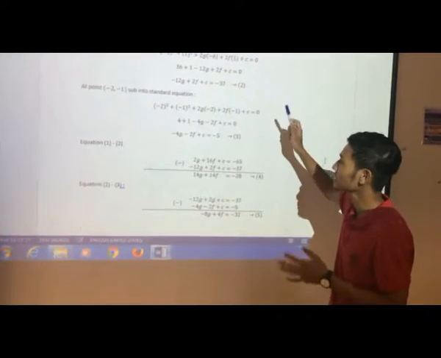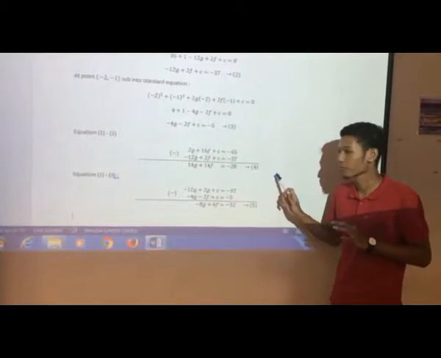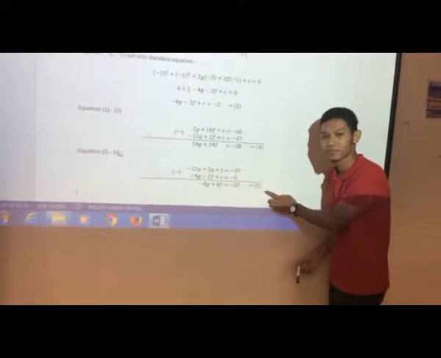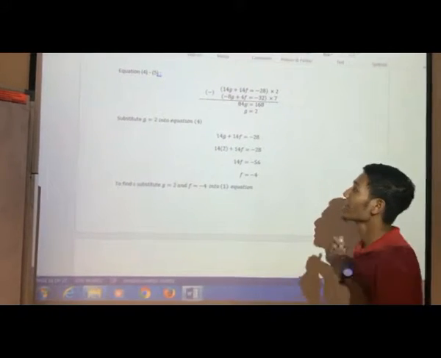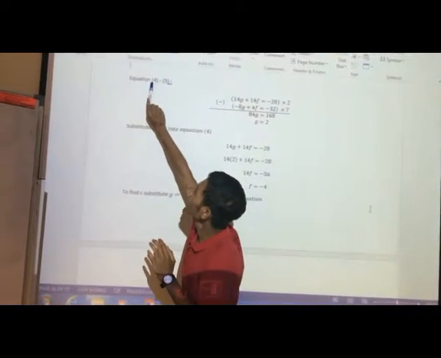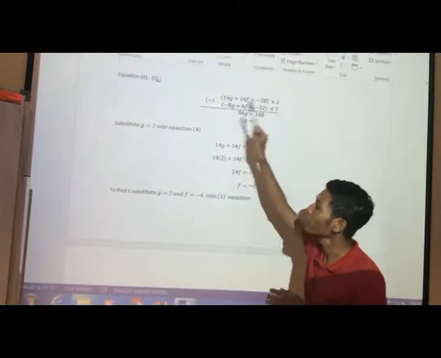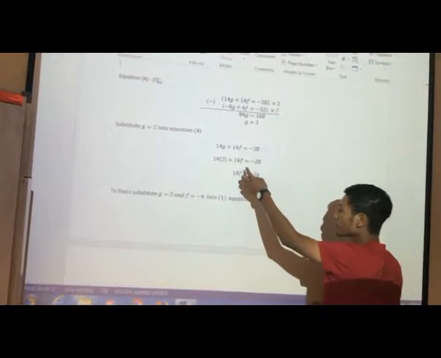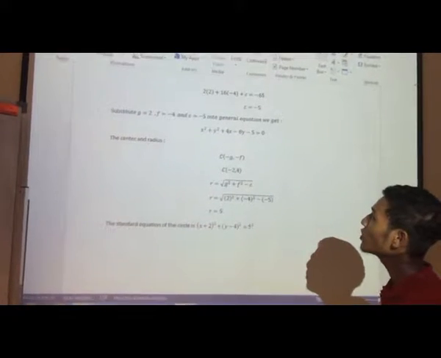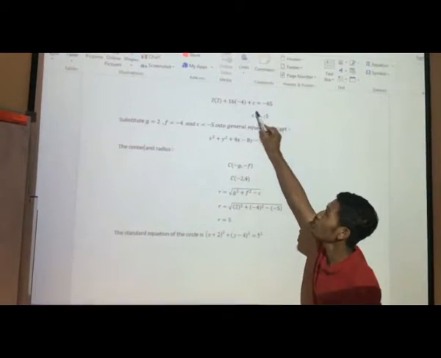When we have the three equations, we subtract equation 2 from equation 1 and get equation 4. We take equation 2 minus equation 3 and get the fifth equation. Next, we take equation 4 and equation 5 and subtract also, and we get the value of G, which is 2. We substitute it into the third equation and we get the value of F. The values of G and F we put in the first equation, and we get the value of C.